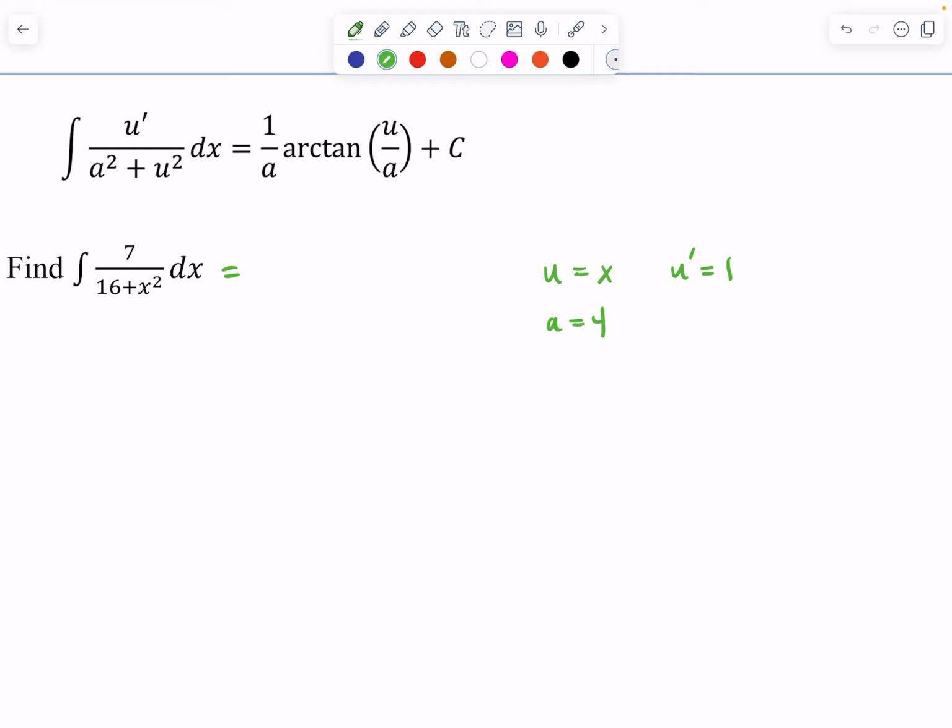So we can think about pulling the 7 out front of the integral, and that being 1 over, just to make it match up. This step is not required. But if it helps you to visualize, then go for it. Okay, and then it's just applying the formula. So the 7 will be there, and then 7 ends up being multiplied by 1 over a, so 1 over 4. So we'll have 7/4 times arctan of x over 4 plus c. Don't forget your plus c's.